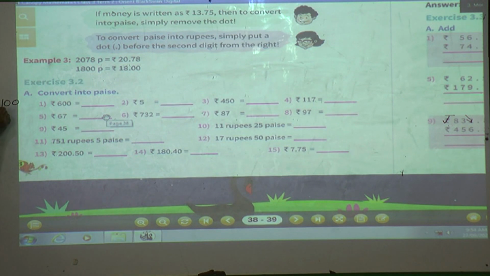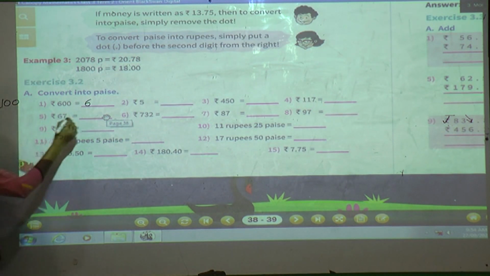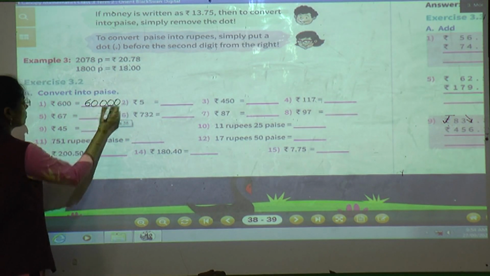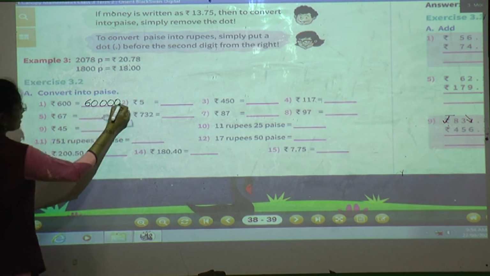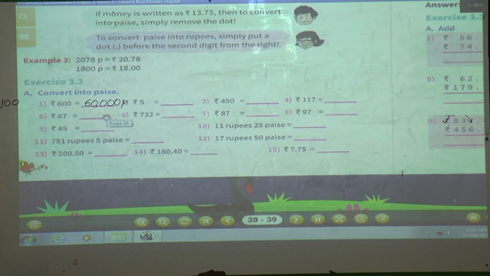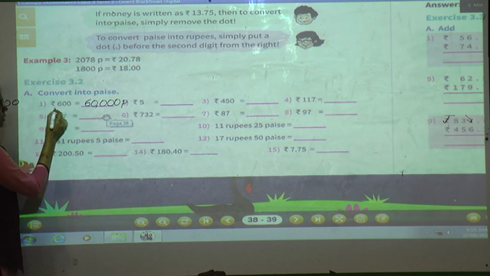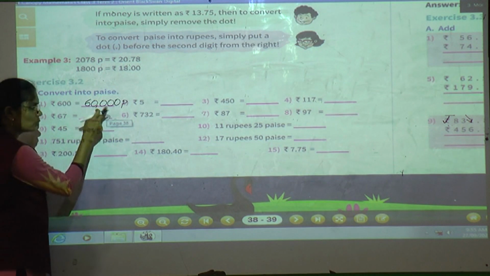Now here what you will do? Just 6 into 1, 6. Now see here, count how many zeros are there? 1, 2, 3, 4. So we'll write here 4 zeros. So it will be converted into paise. How many paise are there now? See, after 60 give a comma, 60,000 paise. What we have done? Yes, we multiplied it by 100 to the given amount. Then it will be converted into paise.